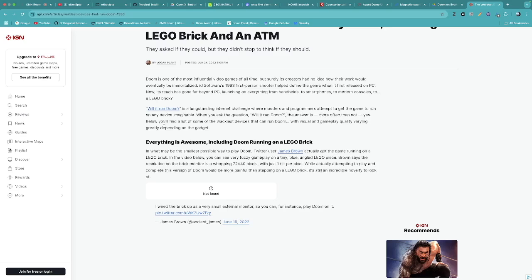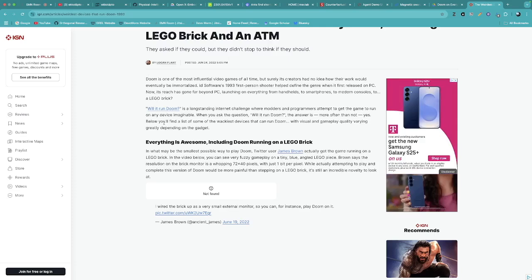We talked about this in a previous meeting: it's a fairly small program. It's Turing complete, and so there's an interest in running Doom on things because if you can run it on relatively low-powered hardware, you can do a lot of interesting things with simulating world models or other types of things. It's a nice compact program that you can run. Below you'll find a list of some of the wackiest devices that can run Doom, with visual and gameplay quality varying greatly depending on the gadget.